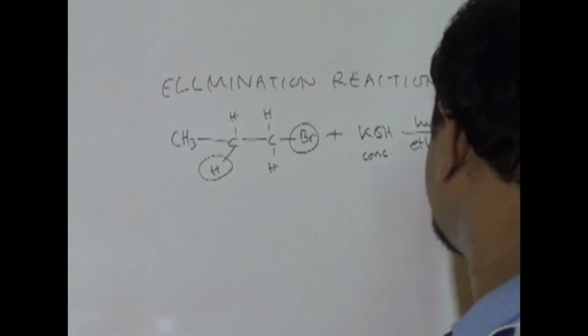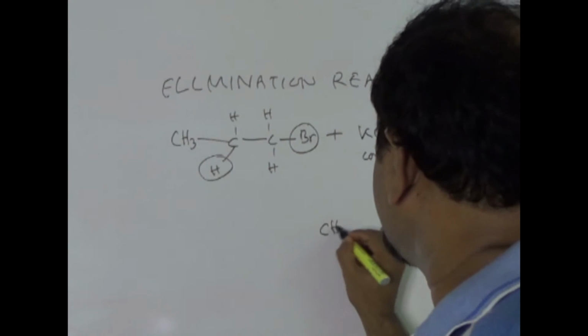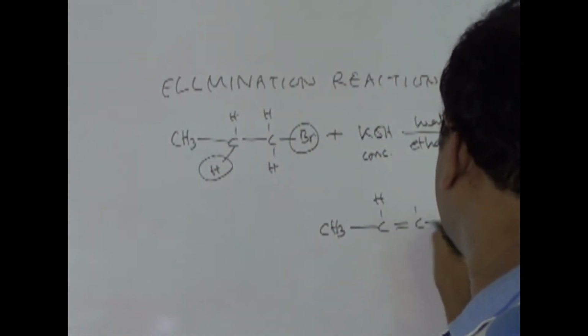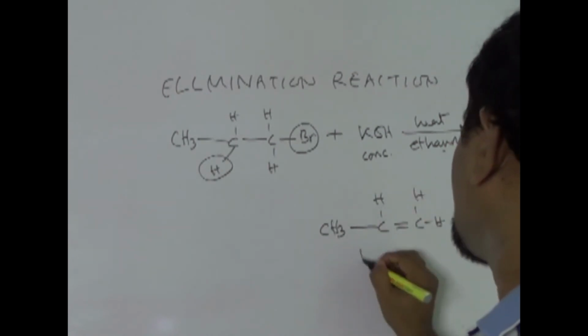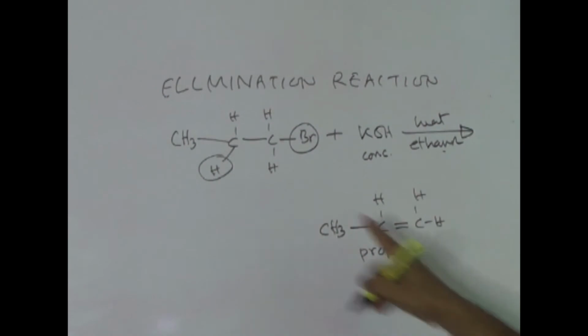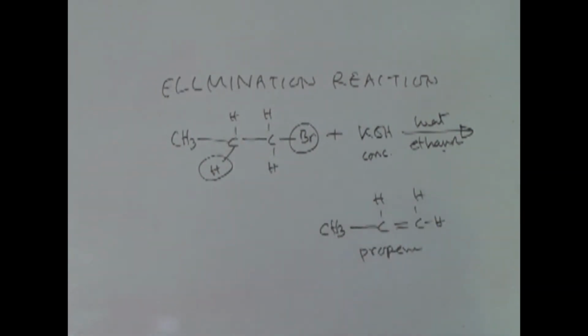So the products are CH3, then CH double bond. Propene is the product. From here.